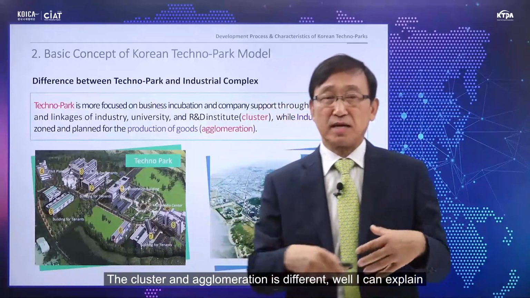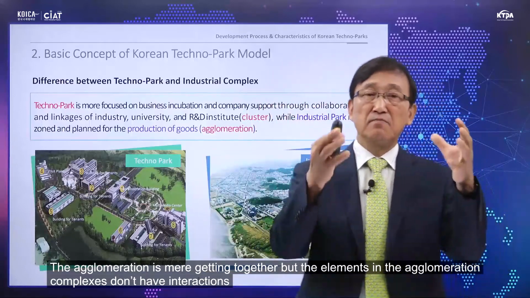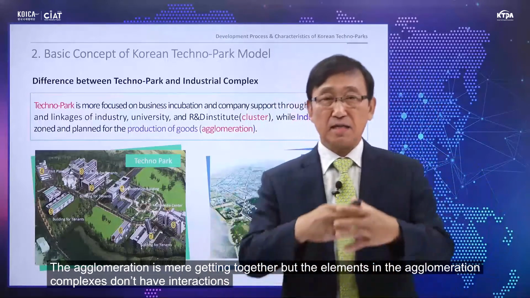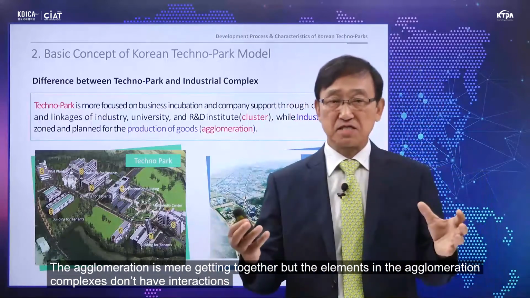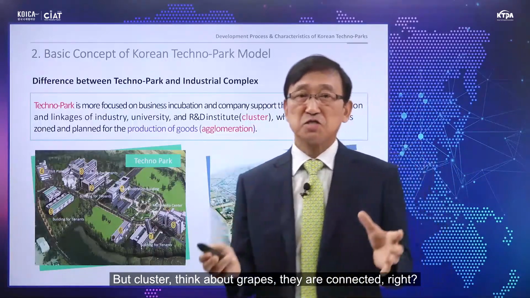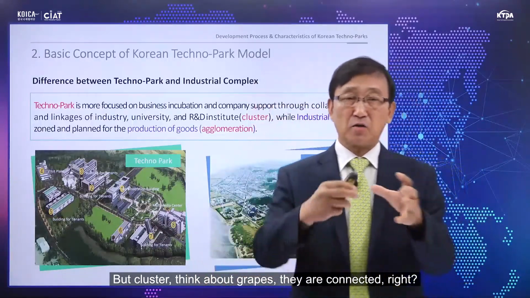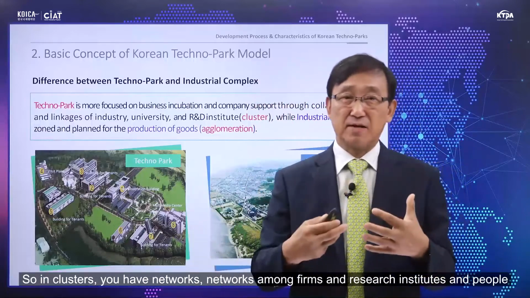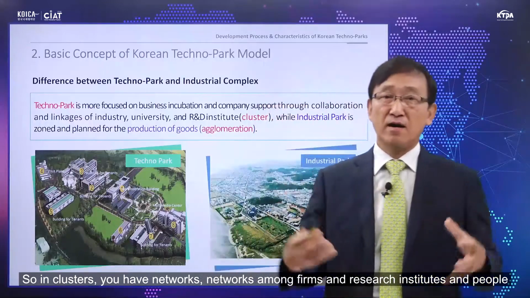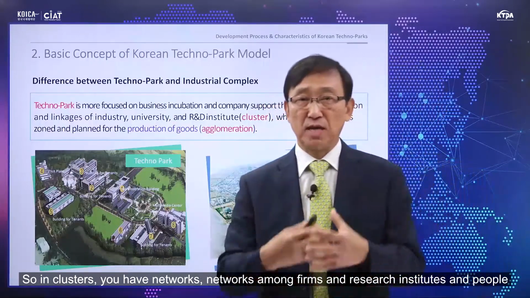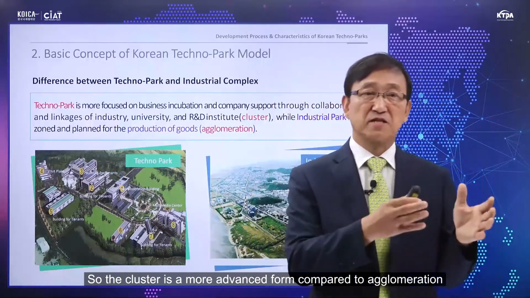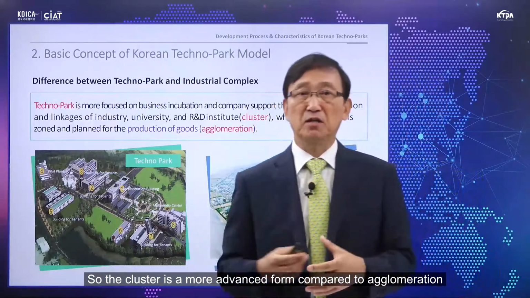I can explain that agglomeration is just a mere getting together, but the elements in those agglomeration complexes don't have interaction. But cluster, you think about the grapes, and they are connected, right? So in a cluster, you have networks among firms, research institutes, and people. So the cluster is a more advanced form compared to the agglomeration.